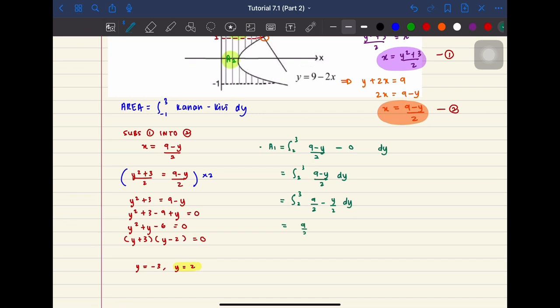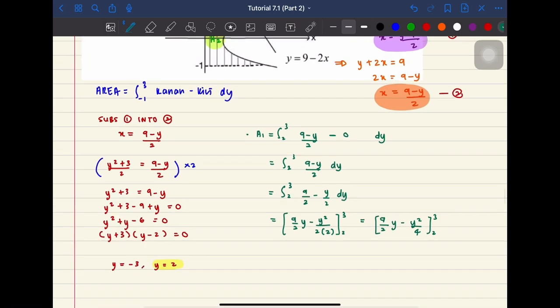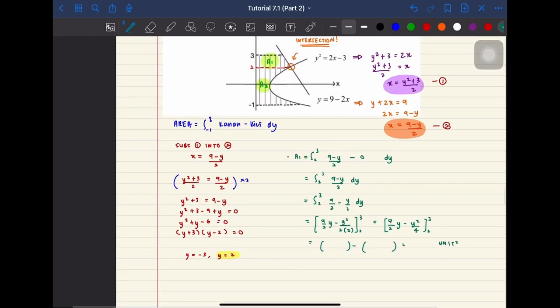Jadi 9 over 2Y tolak Y square over 2 multiply 2. So, from 2 until 3. So, 9 over 2Y tolak Y square over 4, from 2 until 3. Okay, so masukkan 3 tolak masukkan 2. You're gonna get the final answer in unit square. Okay, that is for A1.